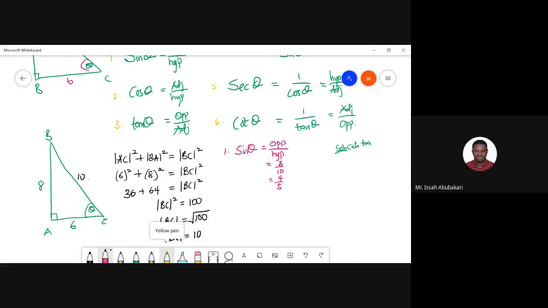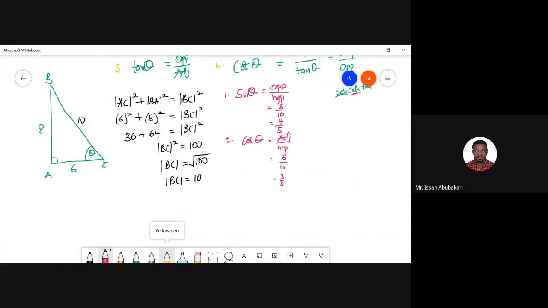Now, let's look at the second ratio. Number 2, cos theta. Go to the tip. Cos theta is what? CAH. So A is adjacent divided by hypotenuse, right? And we are going to have our adjacent is what? 6 divided by hypotenuse, which is 10. In the simplest form, we are going to get 3 divided by 5.